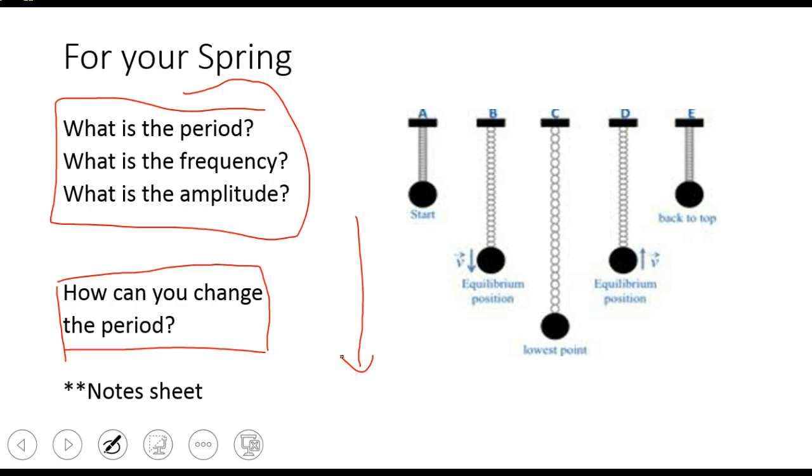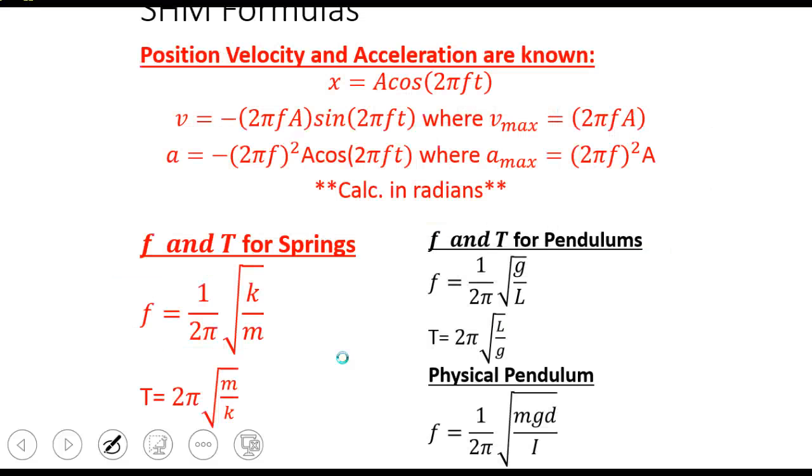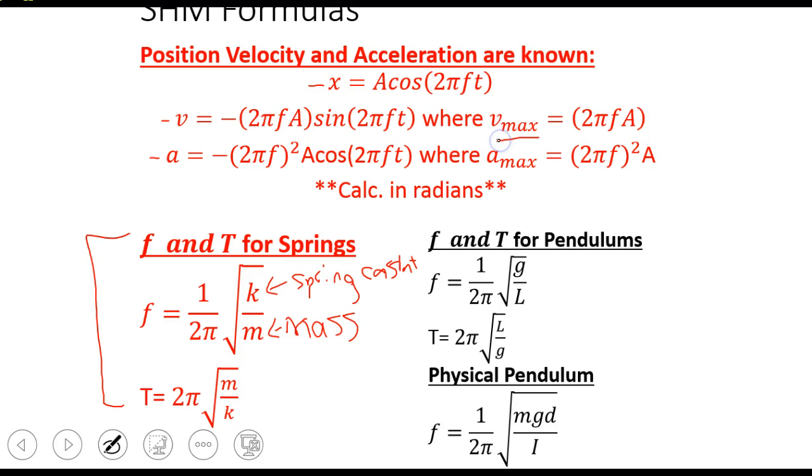Well, no, not really. When we look at the formulas, right, down here, the frequency and the period for springs, the only 2 things that matter are the spring constant and the mass that I hang from that spring. Right? And those are the only 2 things that'll change the period and frequency for springs. I can still talk about the position of the spring, the velocity of the spring, and the acceleration of whatever's on the spring. Or I can also talk about the maximum velocity and the maximum acceleration for that spring.